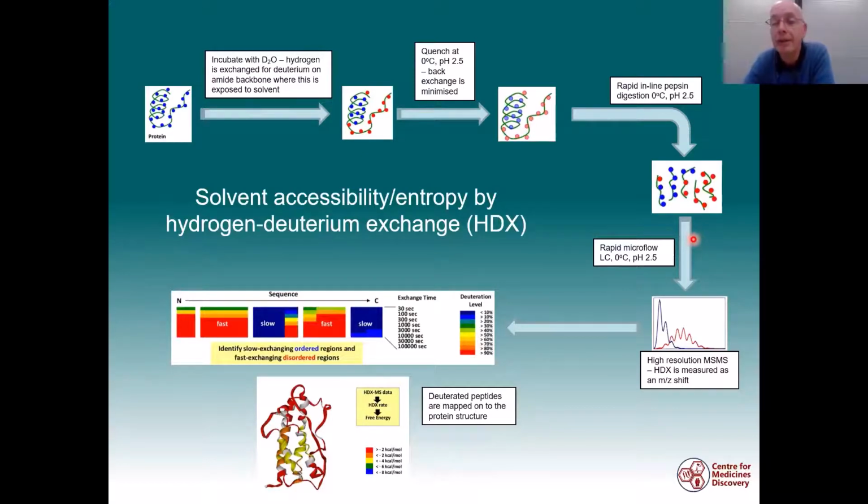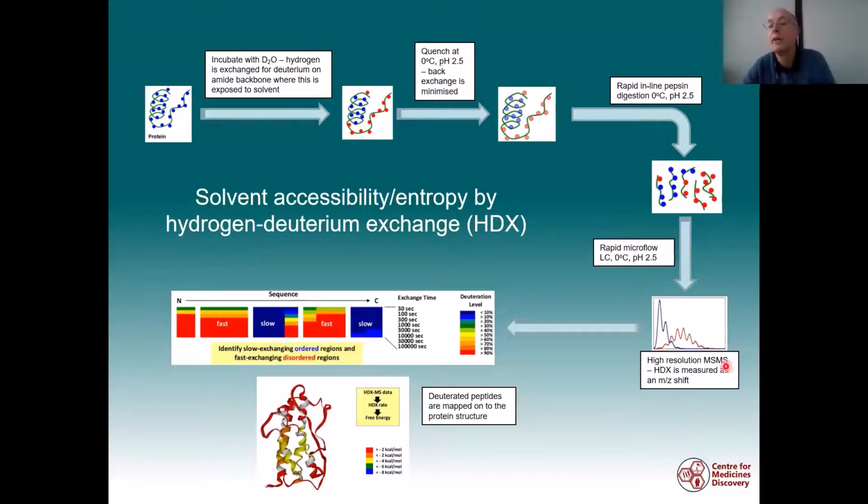It has to be fast because remember, back exchange is going on all the time, so we want to do rapid chromatography. We need to keep the pH at 2.5. We need to keep the temperature at 0 degrees. And we want to do that in microflow or nanoflow. That's actually quite difficult. HPLC does not really work very well at low temperature. It tends to increase the back pressure. So you need special columns, special chromatography to do this.